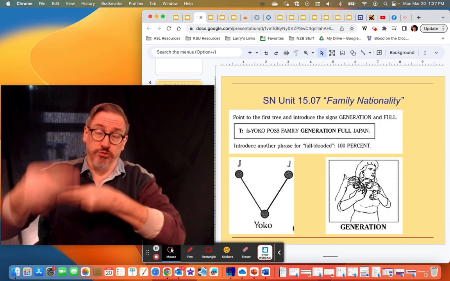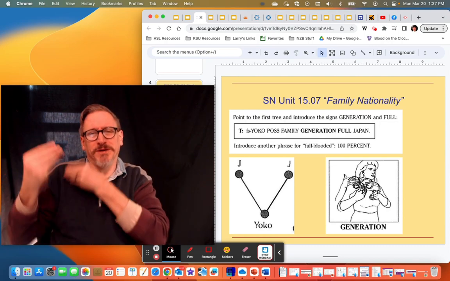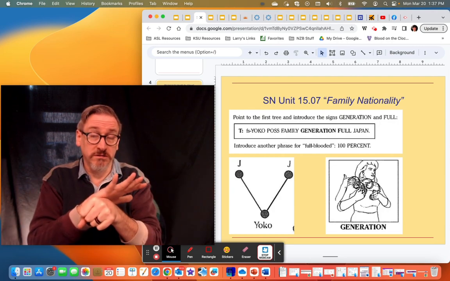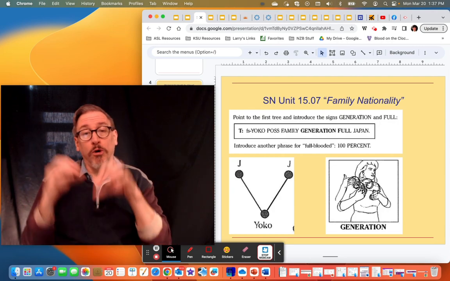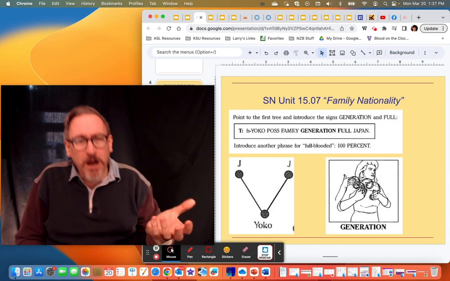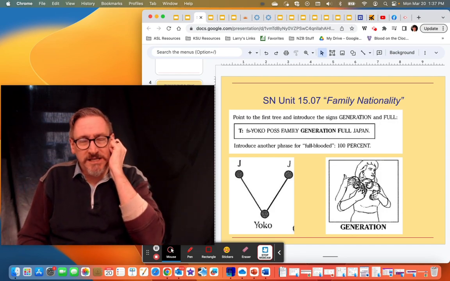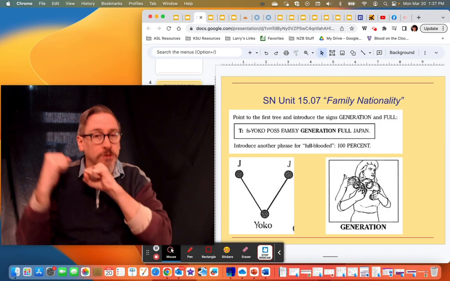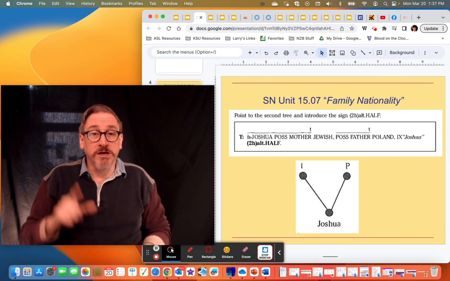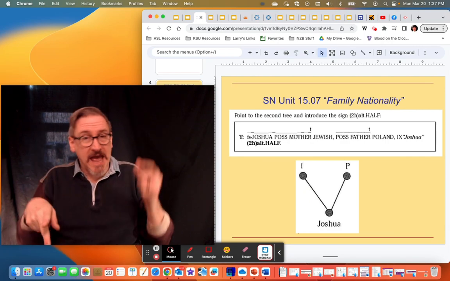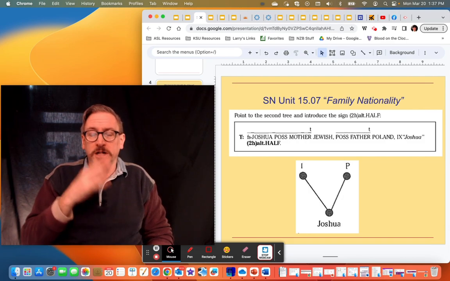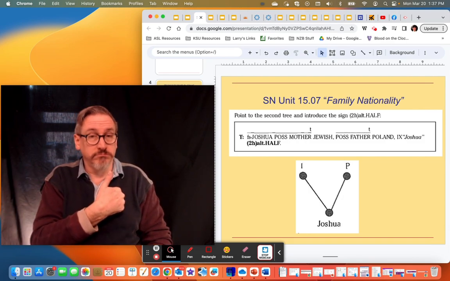generations. You'll sometimes see it with a G, but that's very much English. Full Japan. Or strong means it can mean 100%, but it's not as complete. This just means you're predominantly one kind, and we'll see that in a little bit. Whereas Joshua is half and half, right? So on one side it's Jewish, the other half it's Polish.